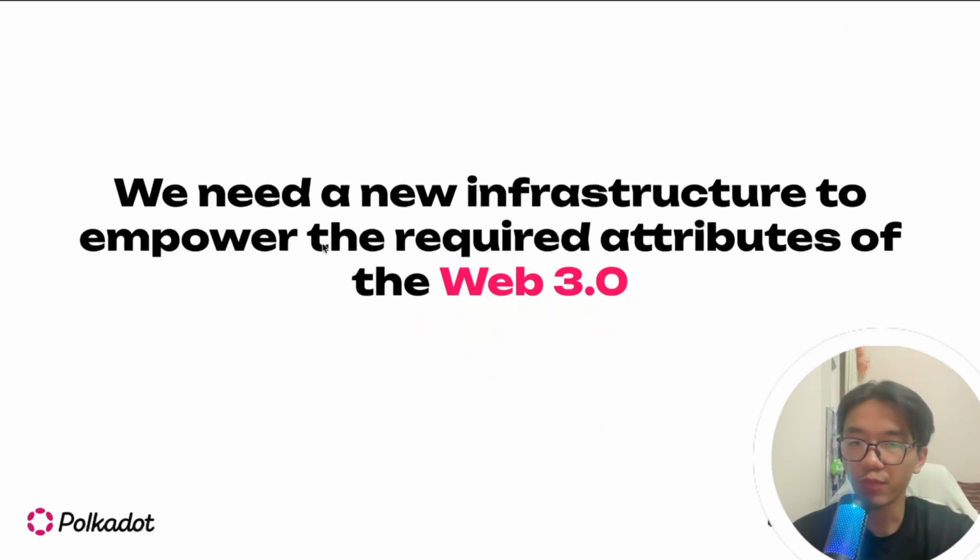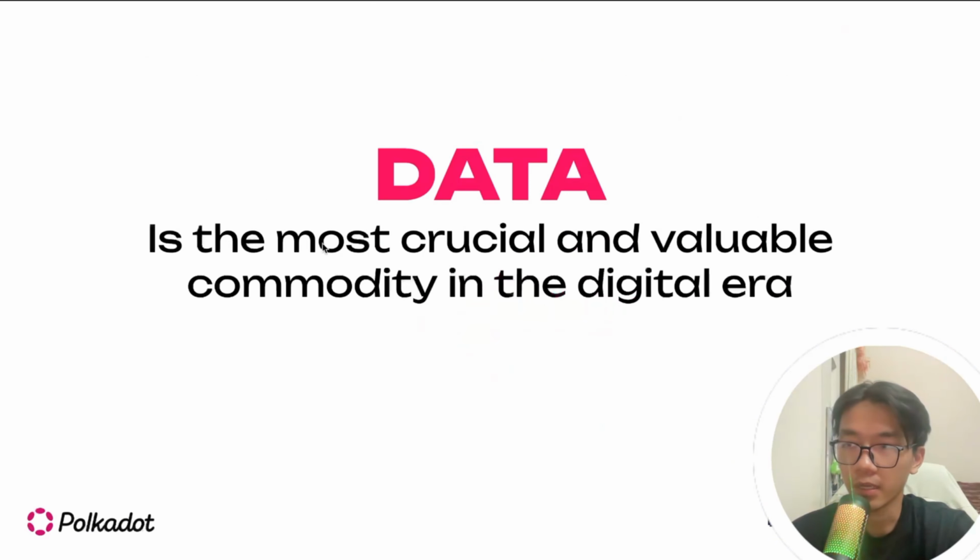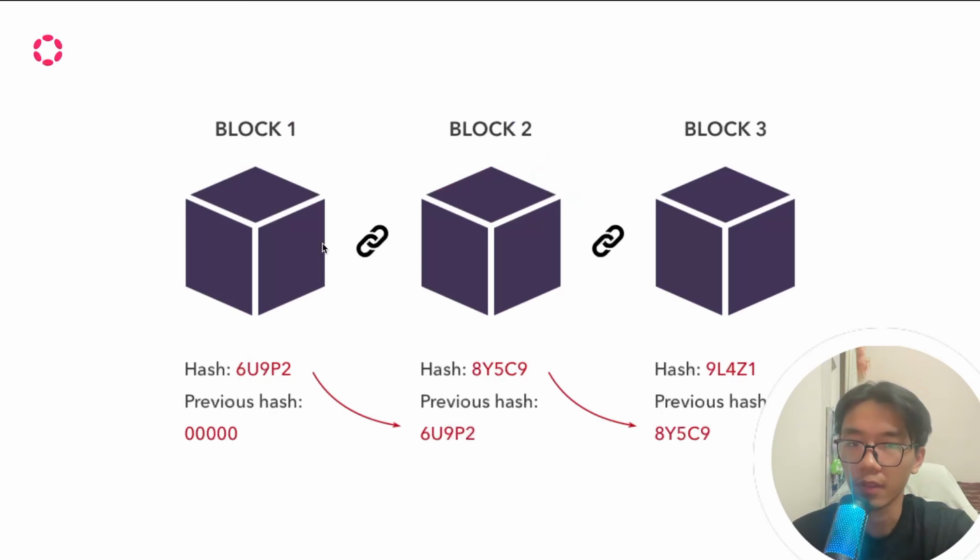In that way, to fulfill all the attributes of Web3, we need a new infrastructure. Because data is the most crucial and valuable commodity in the digital era, how can we fulfill those? We need another architecture. We need a data structure and technology that allows you to store data in an immutable way, but also in an open way. And here we have blockchain technology, which is basically a chain of blocks.